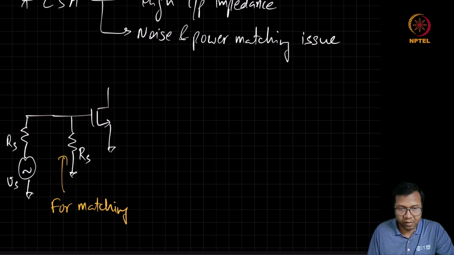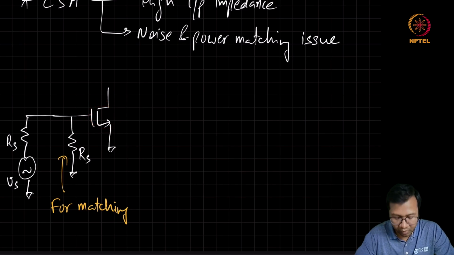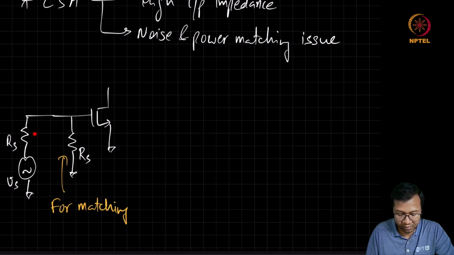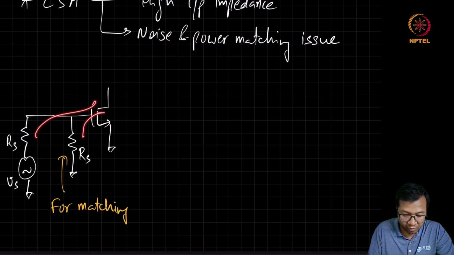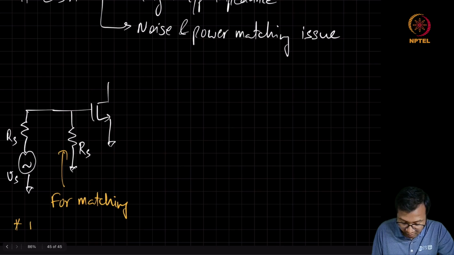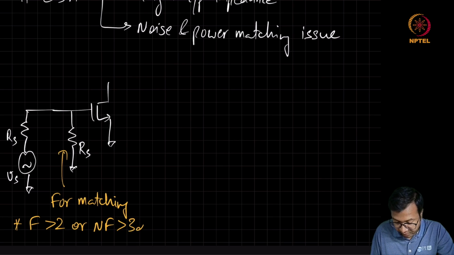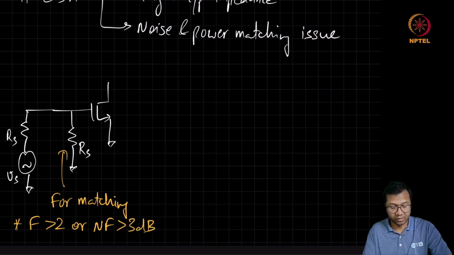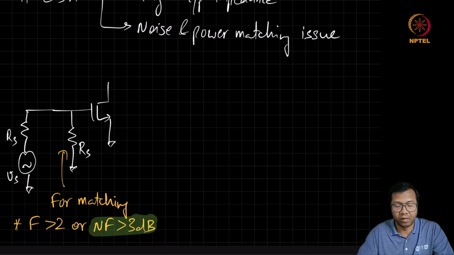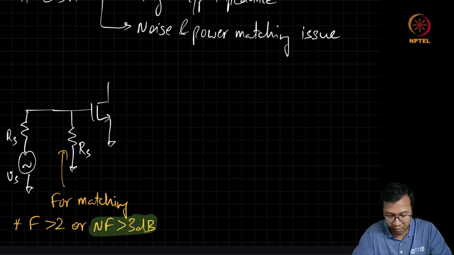So even in the best case scenario, when we ignore the MOSFET noise, we'll find that the noise factor will be at least 2 because both of these components are going to be equal. This will give F greater than 2, or noise figure greater than 3 dB. So this is the minimum noise figure which we can achieve, and in general this noise figure will be much more than 3 dB because of the MOSFET.